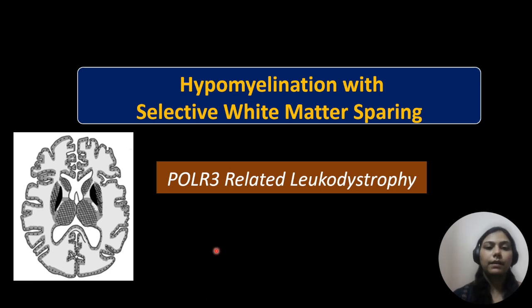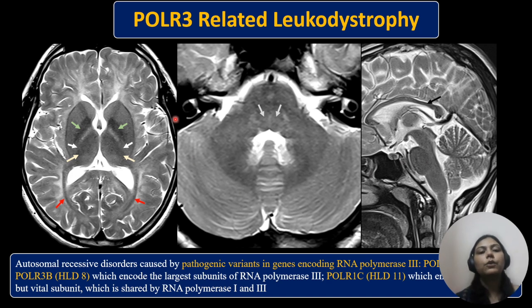Another important pattern of hypomyelinating leukodystrophies is hypomyelination with selective white matter sparing, which can be seen in Pol III-related leukodystrophy. Pol III-related leukodystrophy is an autosomal recessive disorder caused by pathogenic variants in genes encoding RNA polymerase III. It can affect POLR3A, POLR3B, or POLR1C subunits of RNA polymerase III.